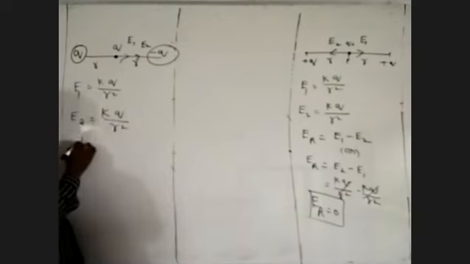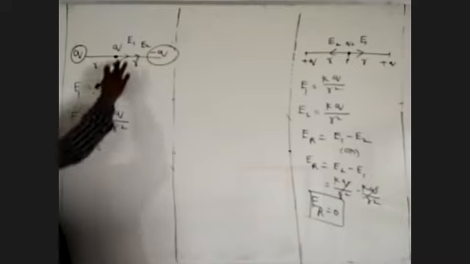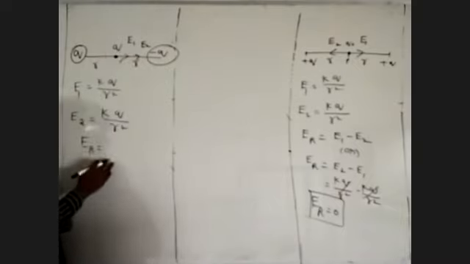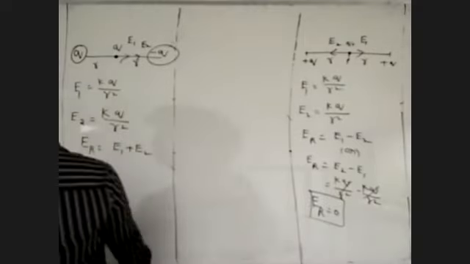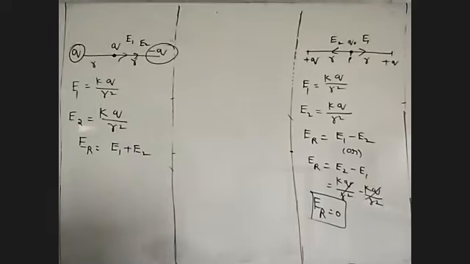Both are in the same direction. The resultant electric field of E1 and E2, both in the same line, means we are adding E1 plus E2. Both are adding electric field in this direction.